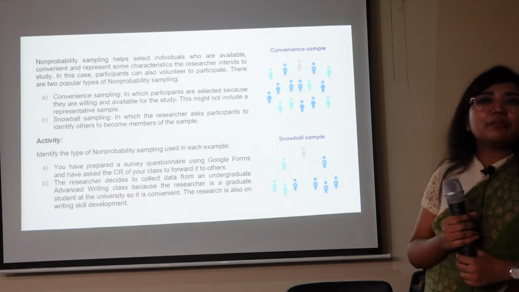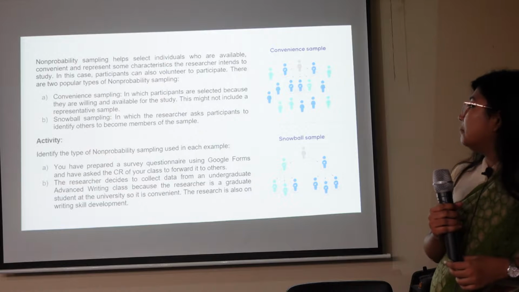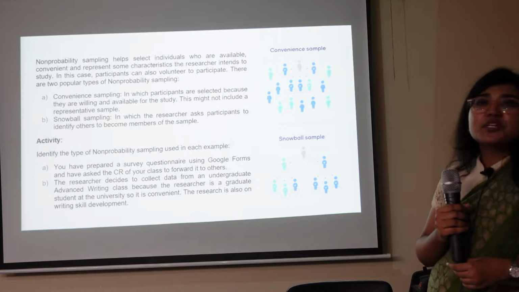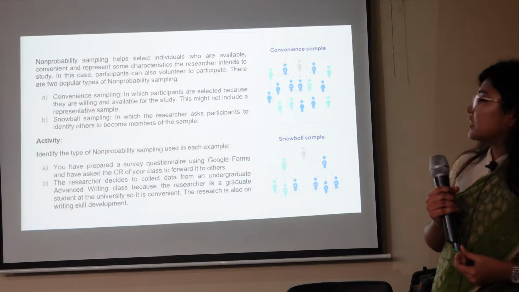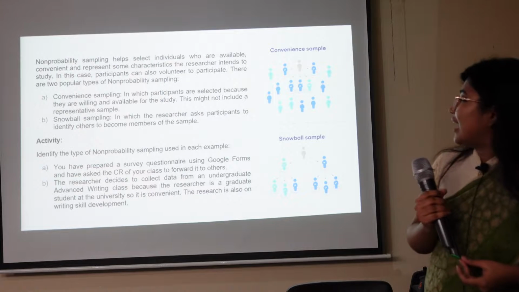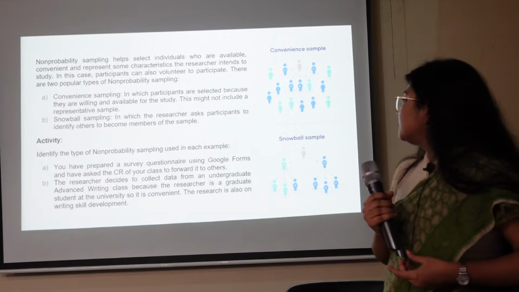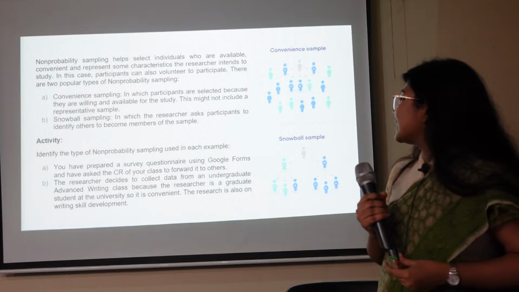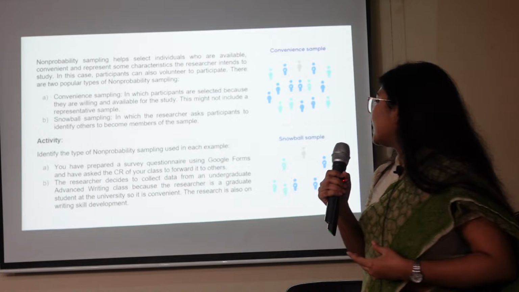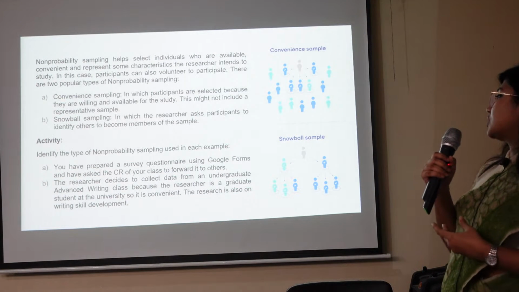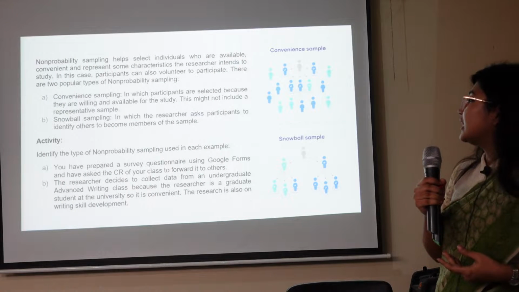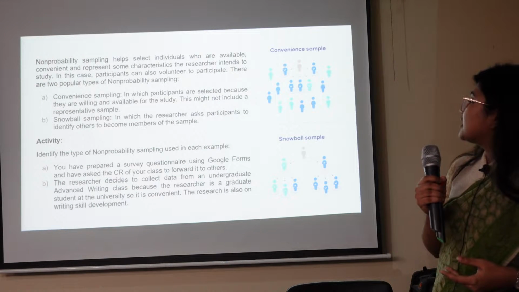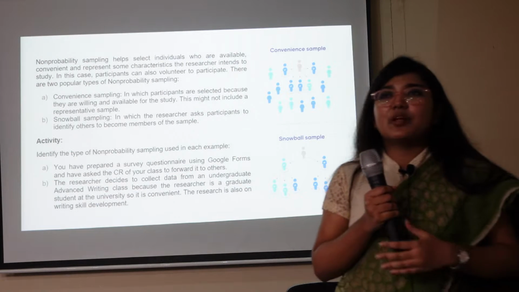Okay, so non-probability sampling, the 2 examples are, first of all, you have prepared a survey questionnaire using Google Forms and have asked the CR of your class to forward it to others. And secondly, the researcher decides to collect data from an undergraduate advanced writing class because the researcher is a graduate student at the university, so it is convenient. The research is also on writing skill development.